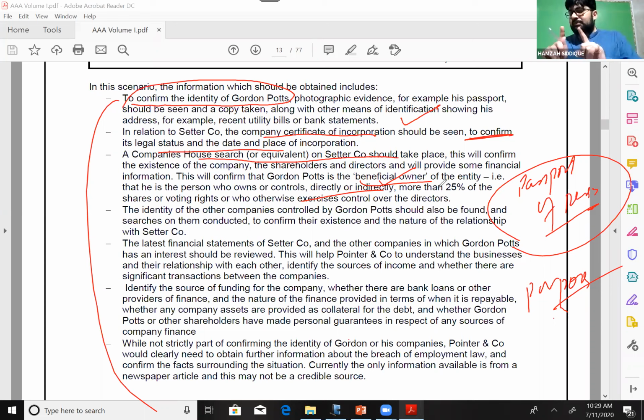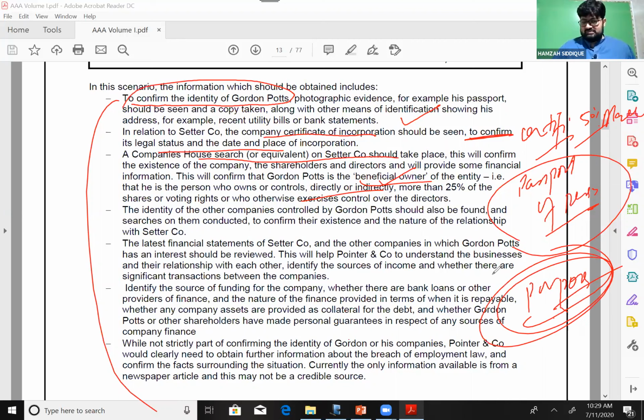The problem is here, when you write only certificate of incorporation, you will get 50% of the mark if you do not explain why you need it. You are getting it? Purpose of information. If you do not explain, you won't get marks at all. If you do not explain the reason.